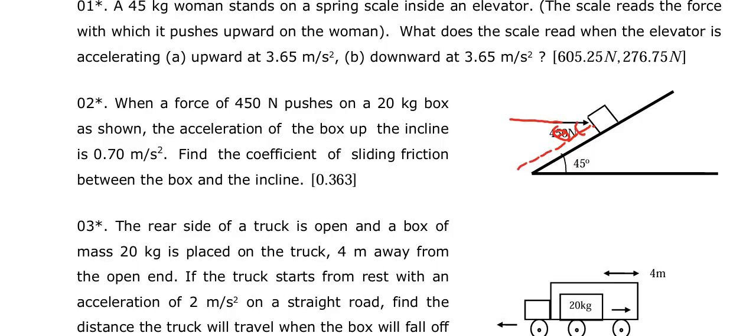Then the 450 is being applied here. So the 450 can have an x component, which is going to be in this direction, which is simply 450 cos 45, because we're going to use the same angle, because these are going to be alternate angles, right? Then we're going to have the y component, which is going to be like this, which is simply your 450 sine 45.